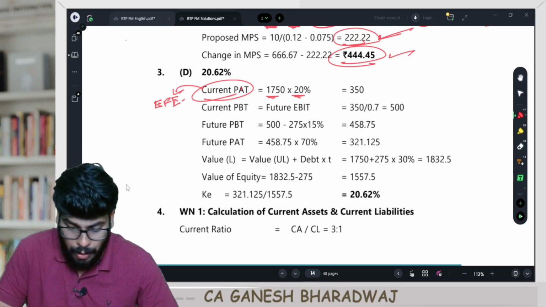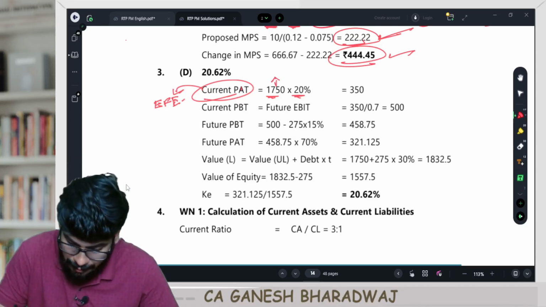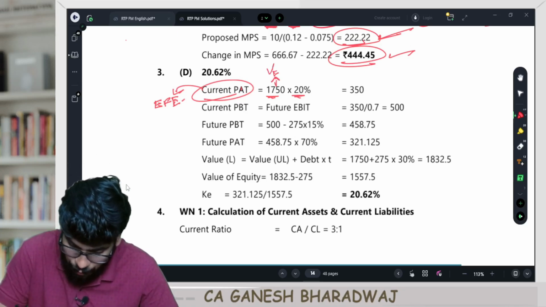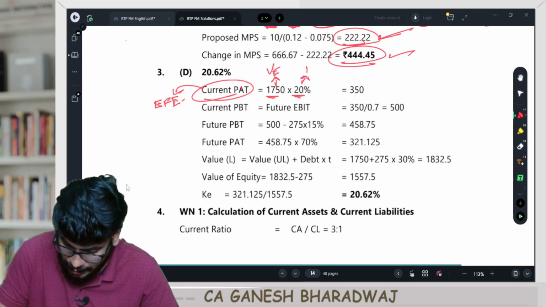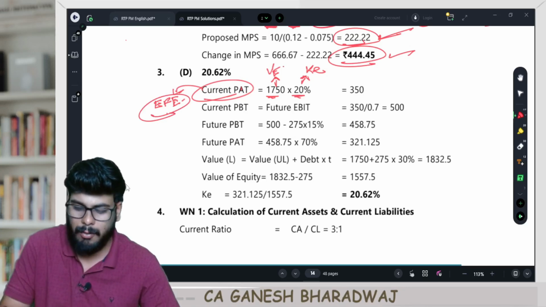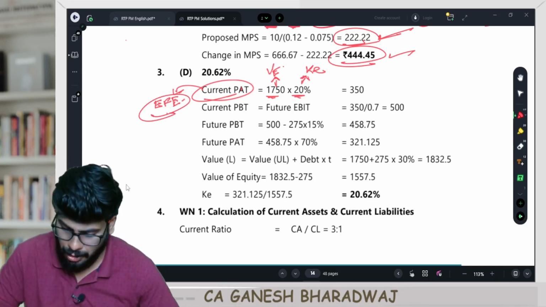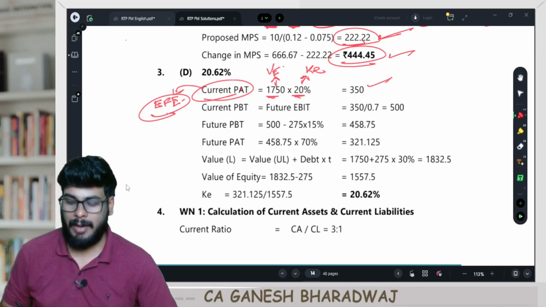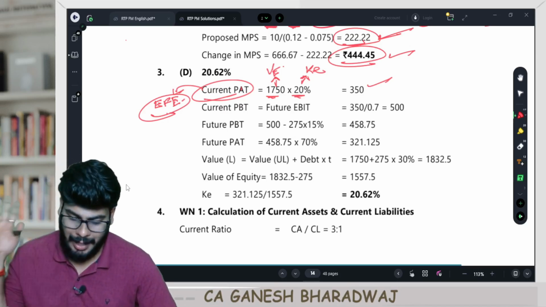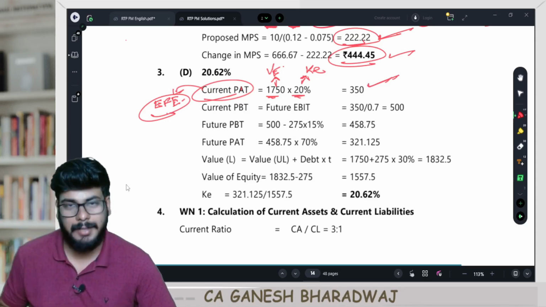Next, sir, how can you say that this is 1750 into 20%? 1750 is ideally nothing but value of equity. 20% is nothing but KE. So I can say, just now I proved and showed it to you, EFE is equal to value of equity multiplied by KE. We have this particular formula. So with this, you can arrive at the value of 350 rupees. Are you clear with this? This is going to be my current profit after tax.